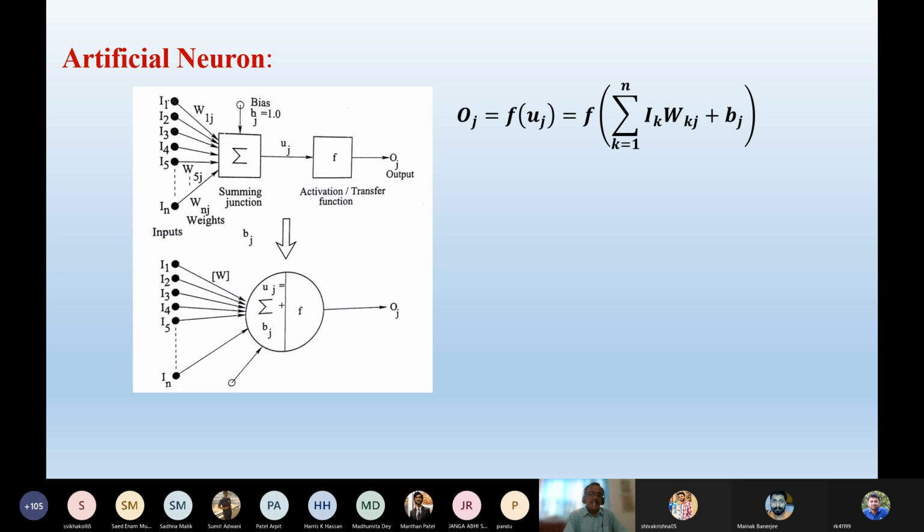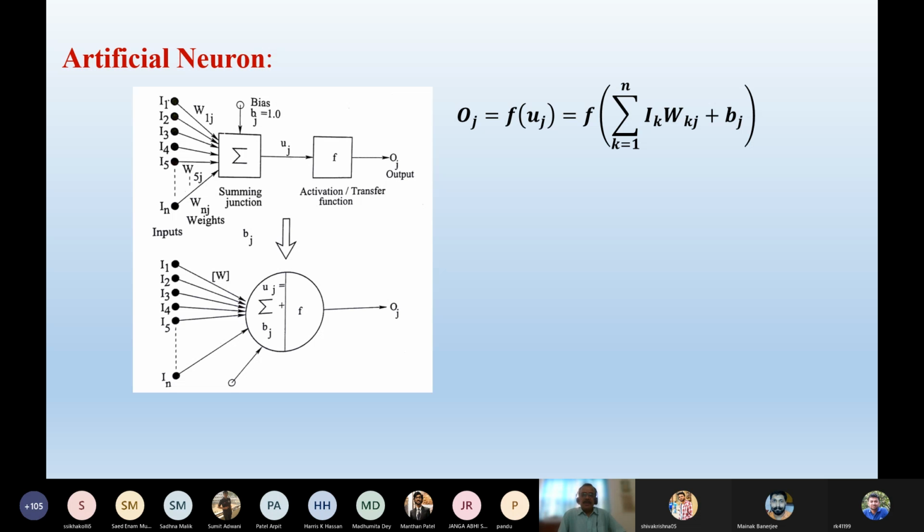Now, what is the significance of this bias value? Although it is written Bj equals 1.0, generally we keep a very small value for the bias, for example, say 0.01 or 0.005 and so on. Now, what is the purpose of adding this particular bias to the summing junction? The purpose is very simple.